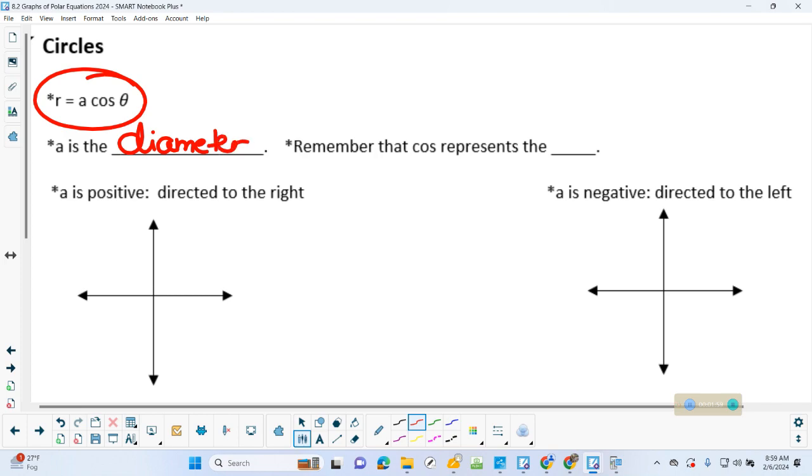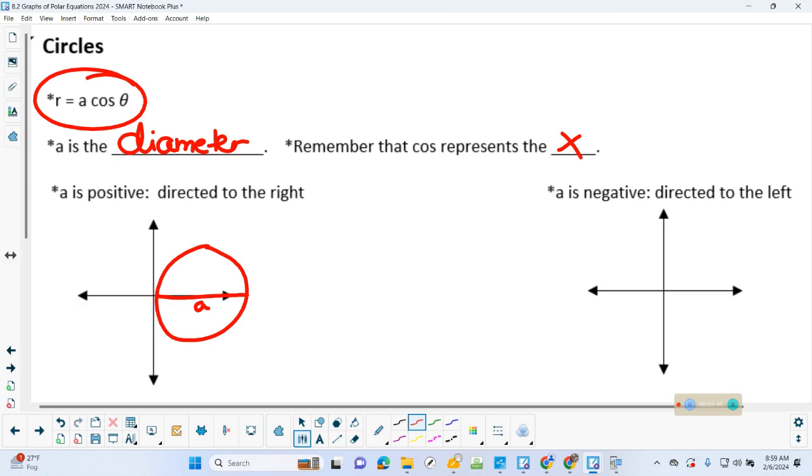And remember, we just reviewed it, cosine is your x. So these are going to be moving horizontal, left and right. Obviously, if I throw sine in there, which is what we're going to look at next, they will move up and down. So if we wanted to draw this, if a is positive, it's going to be over here on the right-hand side. We're going to put some numbers in. We're going to draw some actual circles. Lord help us. See how steady my hand is today. So it would be on the right side. And then, of course, a is your diameter. So if my diameter is 10, make it a width of 10. Up 5, down 5, left 5, right 5.